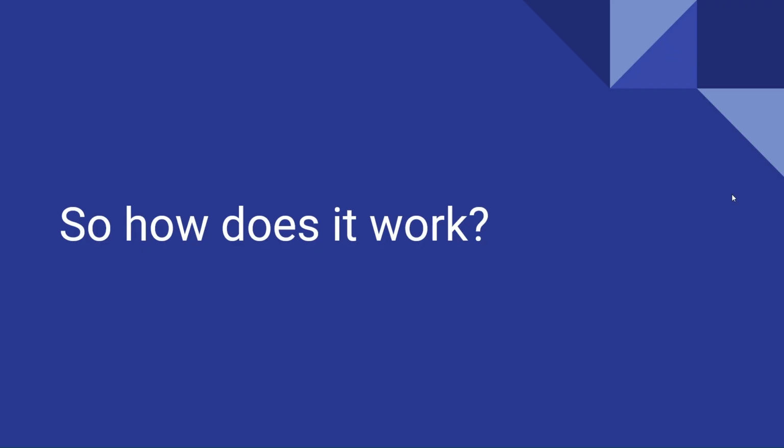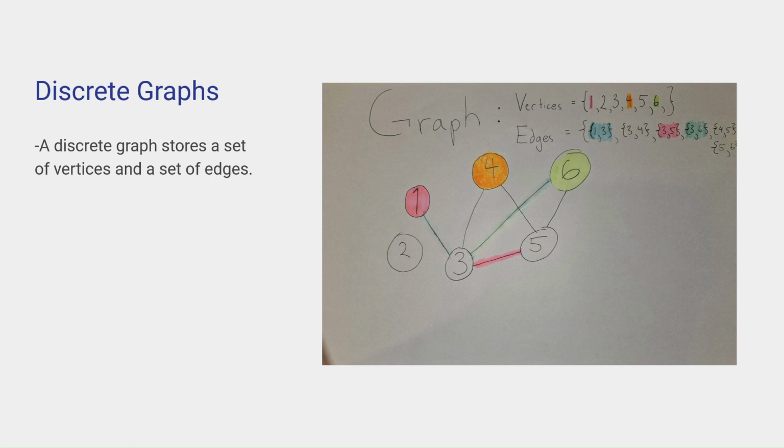So, how does it work? The key concept to our code is discrete graphs. An example is shown. Each vertex is represented by a node on the graph, and each edge is represented by a line between the two numbers.